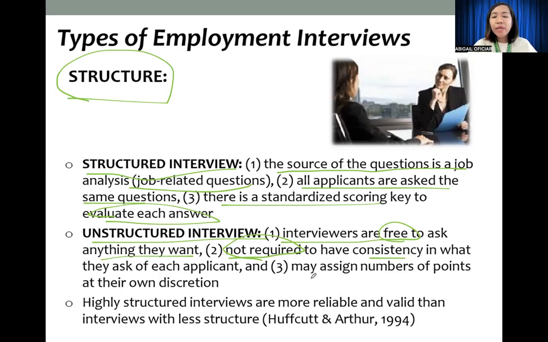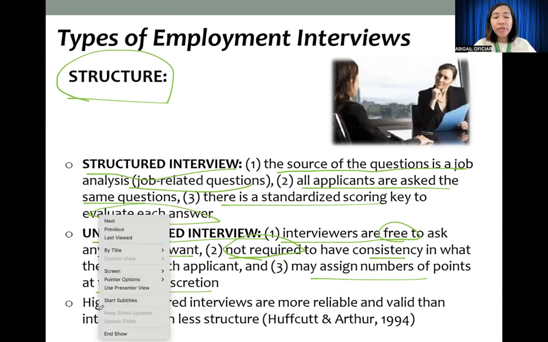Okay, number 3, we may assign numbers of points at our own discretion, meaning yung raters, pwedeng or prone siya sa biases, no? It depends sa kanya kung paano niya i-rate yung applicant. Meaning, walang rubric na sinusundan. There's no standardized scoring. Okay, so that is an unstructured interview.